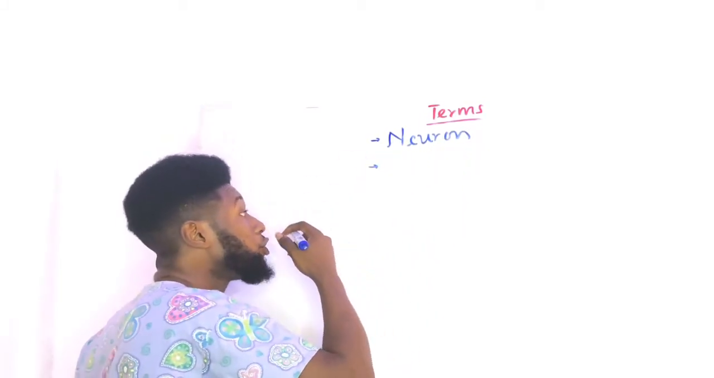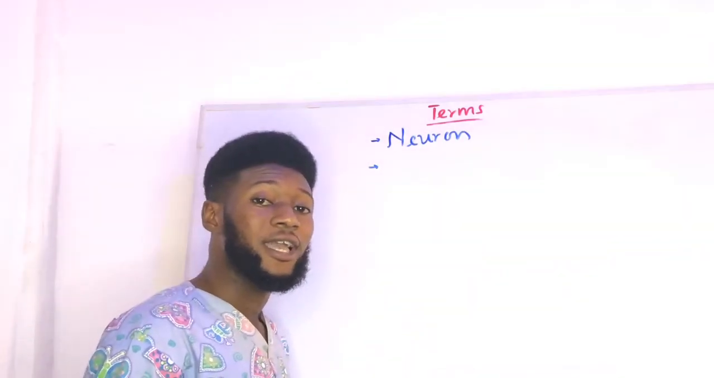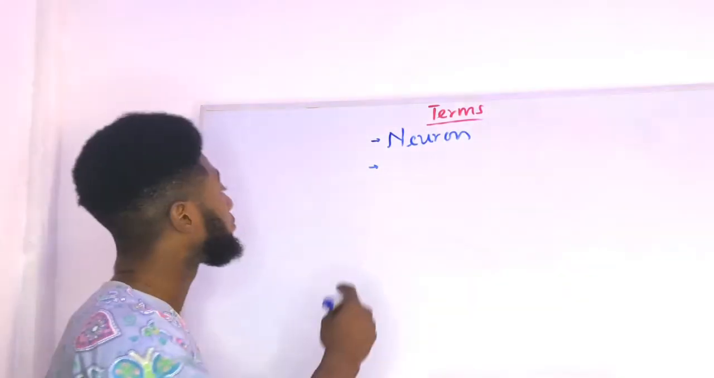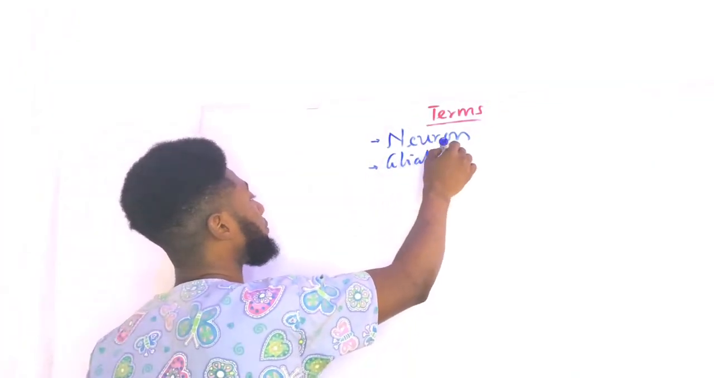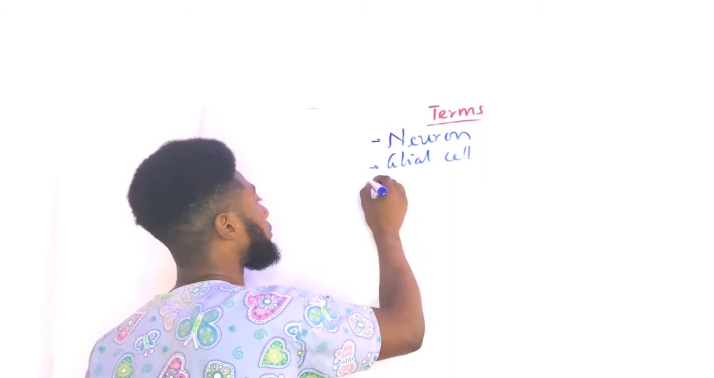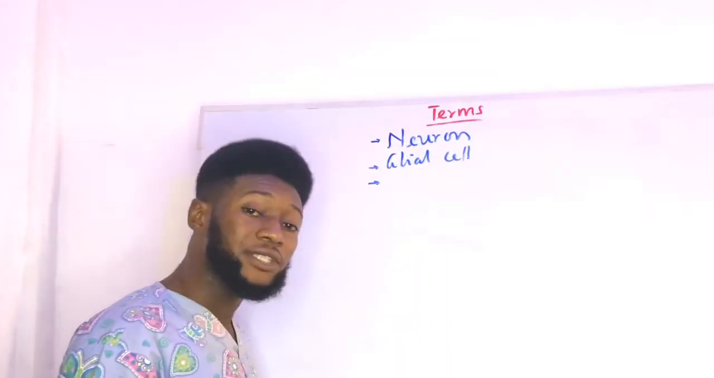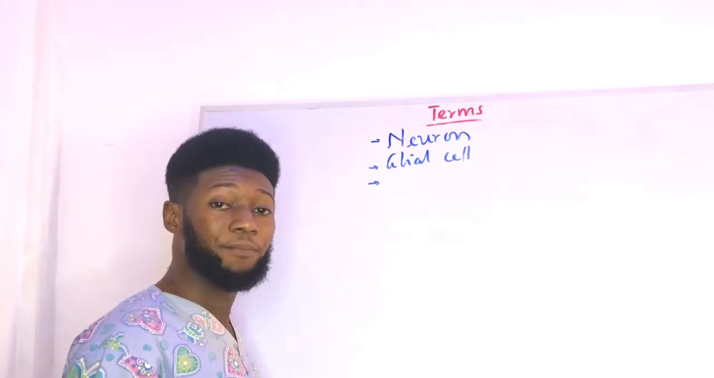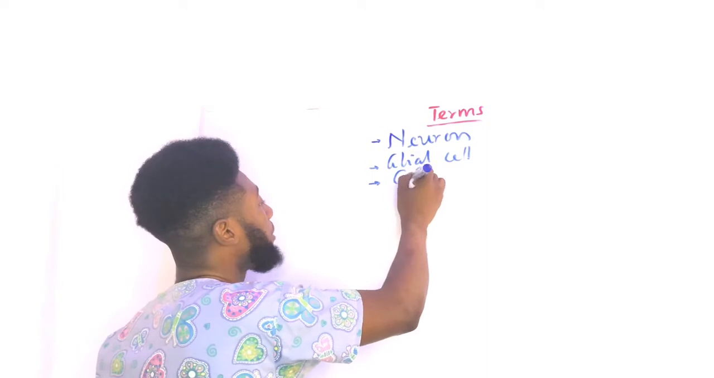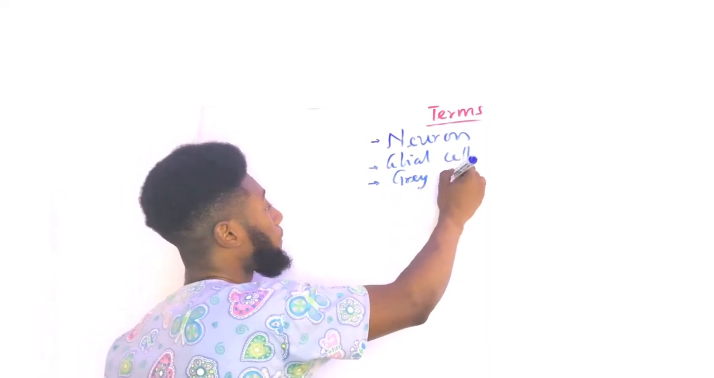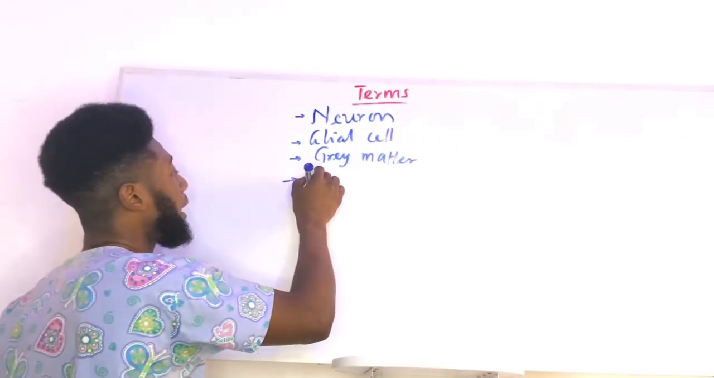Again, you should be able to tell me what is referred to as a glial cell or neuroglial cell. You should also be able to differentiate between gray matter and white matter.